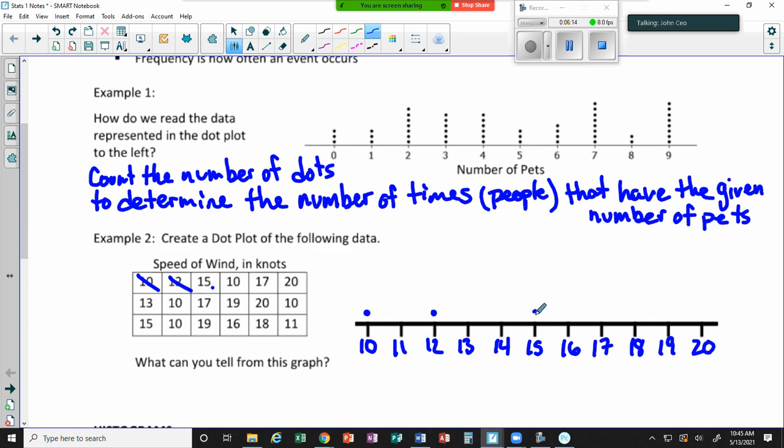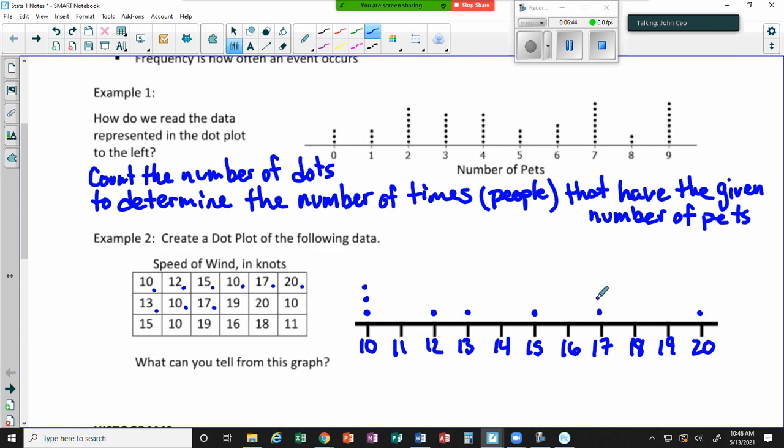15, I got one at 15. Another one back at 10. 17, another one. 20. 13. 10. Do some organization so you know which ones you've accounted for and which ones you haven't. It might be better to make just a little dot next to it so you can see that. Oh, got that one. Okay.